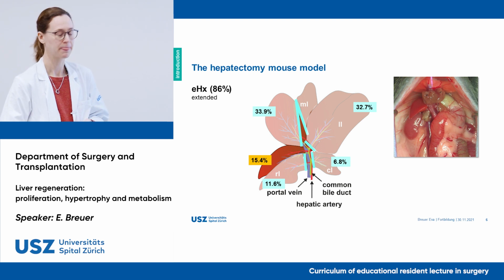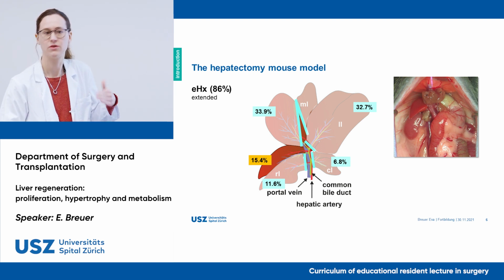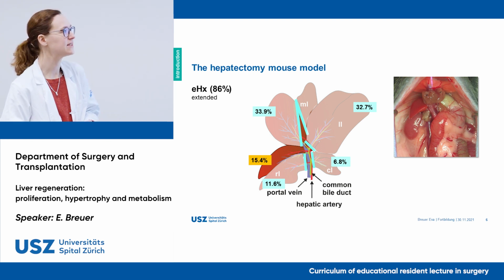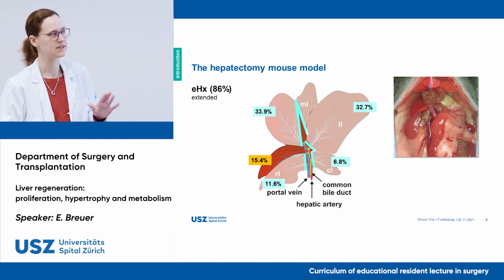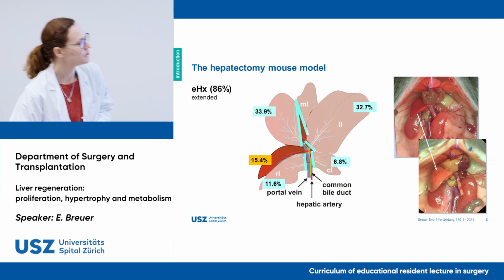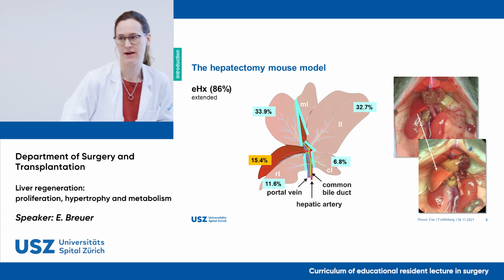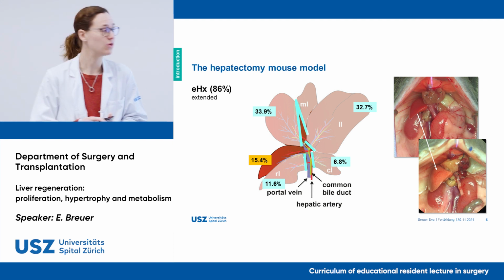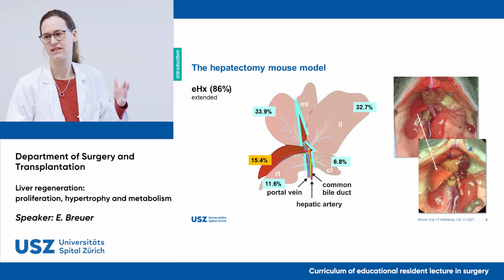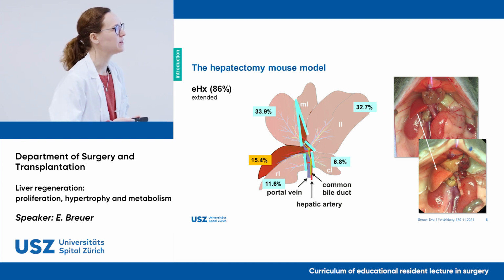So actually what is left is only this right posterior lobe, and this is sufficient for most of the mice to survive. And we know that after standard and also extended hepatectomy in mice, the liver will grow back to its size within approximately a week. You can see here, this is 2 days after hepatectomy. The remaining lobe has already gained liver weight, and you can also see that it's a little bit fattier than before.